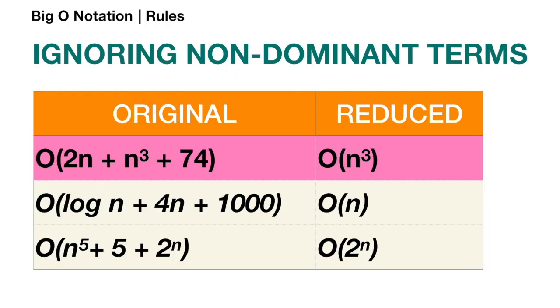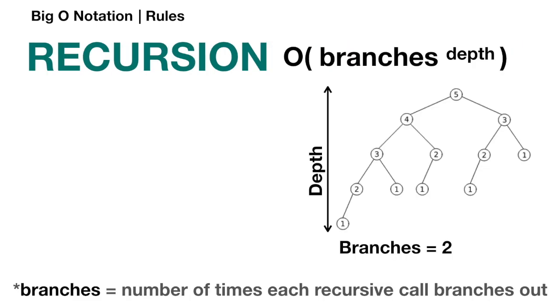The second rule is ignoring non-dominant terms. We should also drop the non-dominant term values because when defining the worst case scenario, for example for big O of 2n plus n cubed plus 74, the small factors such as plus 74 and 2n become unimportant. So we can reduce the original runtime to just n cubed in order to focus on what actually matters. Another rule to remember is related to recursion. Recursive code can be a little tricky to analyze.